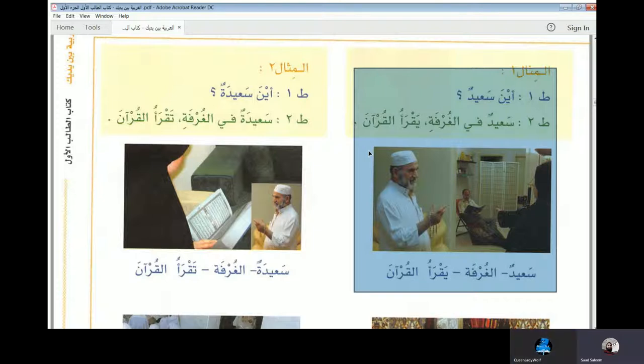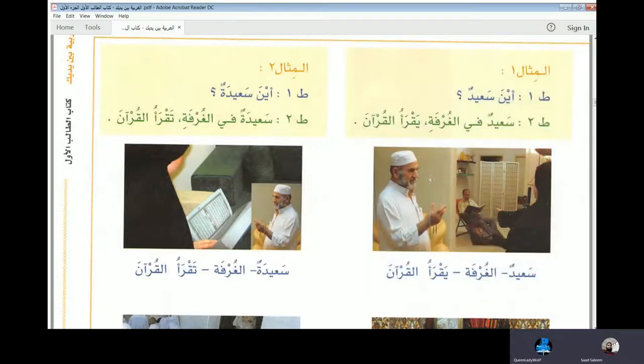So, where is Saeed? Saeed is in the room reading the Quran. So this man asked, "Aina Saeed?" And this woman told him, "Saeed is in the room reading Quran." And this man is Saeed.